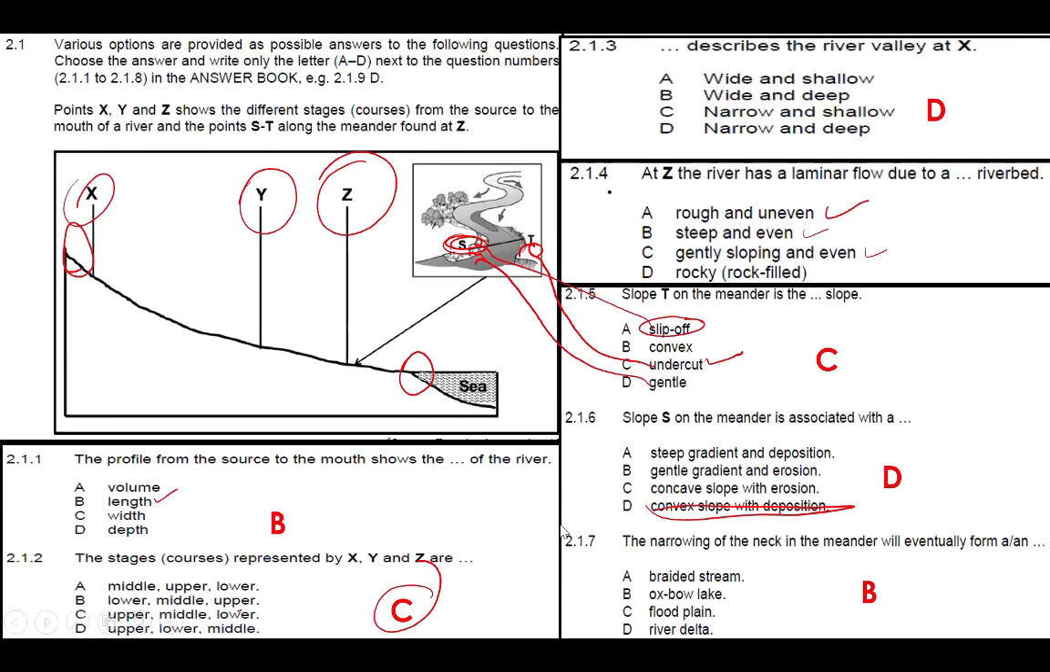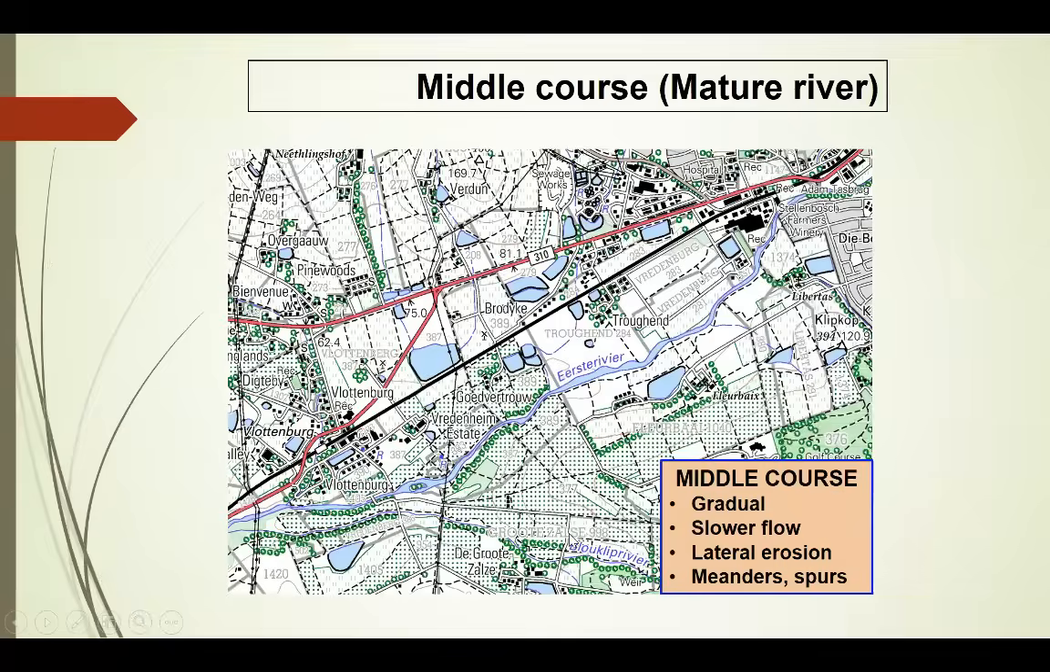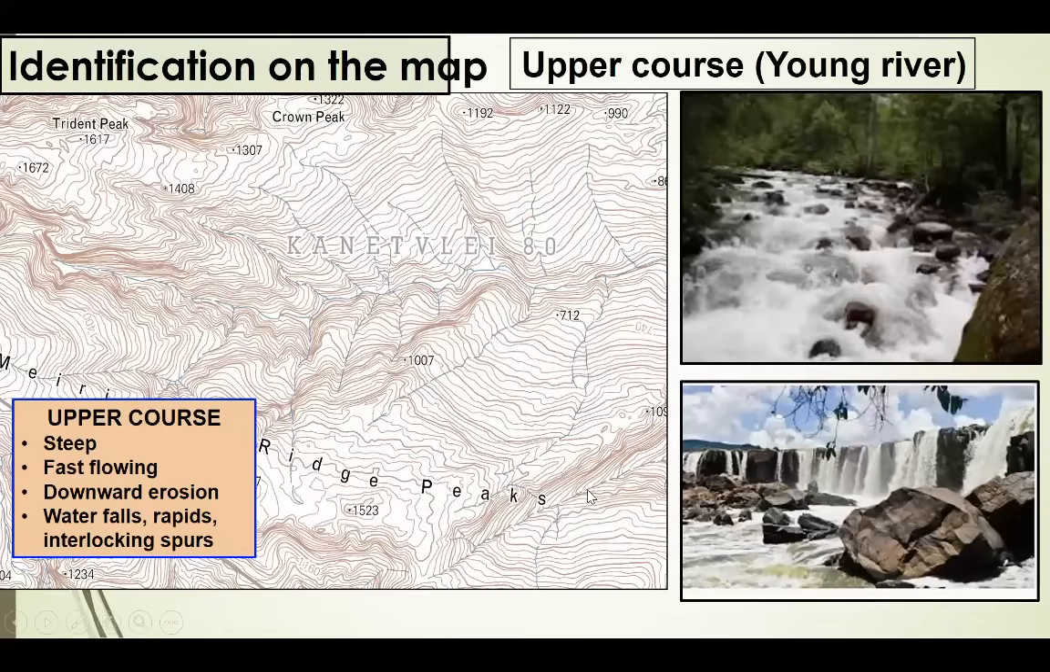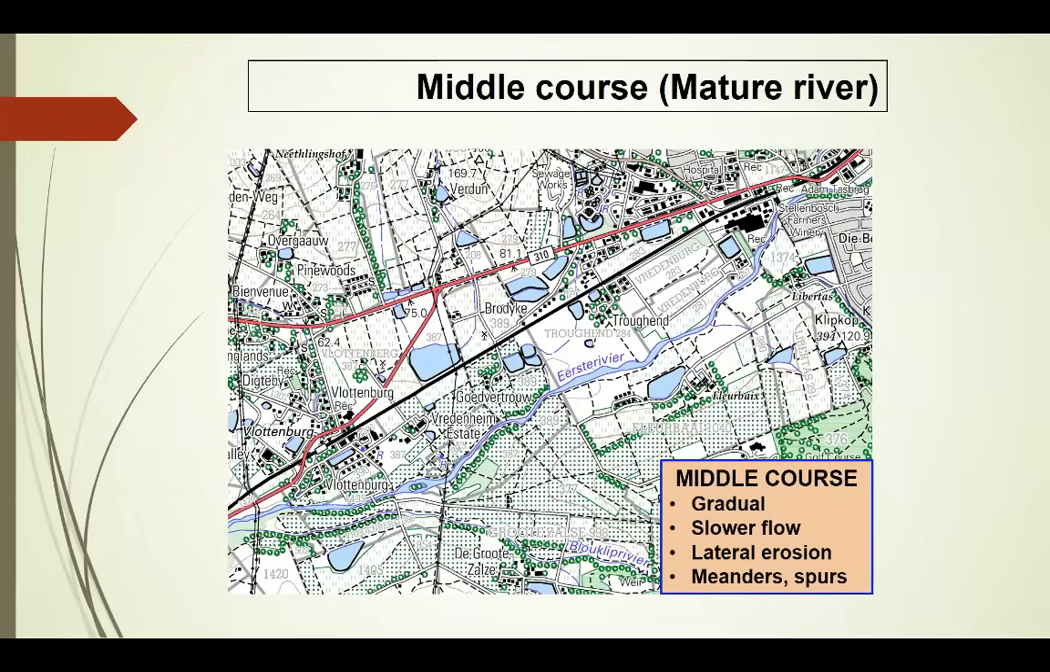Okay, let's move on to the next question now. This is a map showing the river in the upper course. This is what we call rapids, and this is what a waterfall is. These are the features that you're going to find in the upper course of the river. You can see the contour lines are very close to each other, indicating that the gradient is very steep. And this is the middle course of the river. You can see now with the contour lines being far from each other, the gradient is gentle there.